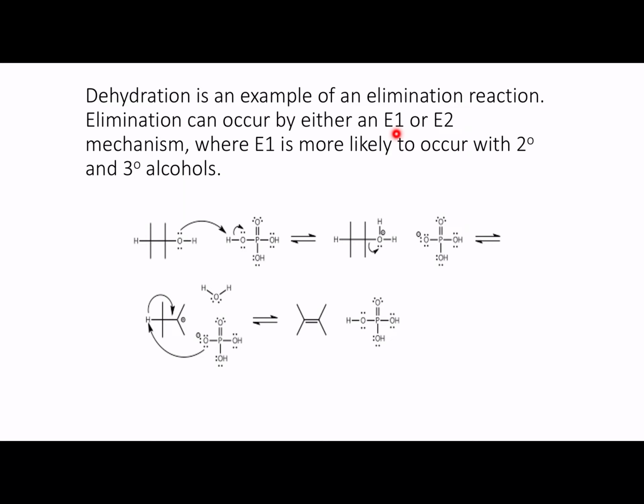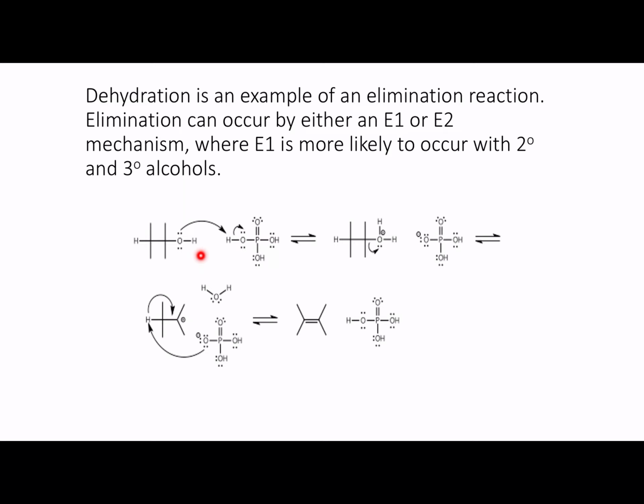E1 is a unimolecular elimination. E2 is the bimolecular elimination. And this is basically the rate determining step that tells us whether it is E1 or E2. E1 is more likely to occur with secondary and tertiary alcohols, meaning after formation of the carbocation. E1 and SN1, excuse me, they go by formation of the carbocations, whereas E2 doesn't form a carbocation. Primary alcohols mainly undergo the E2 mechanism.